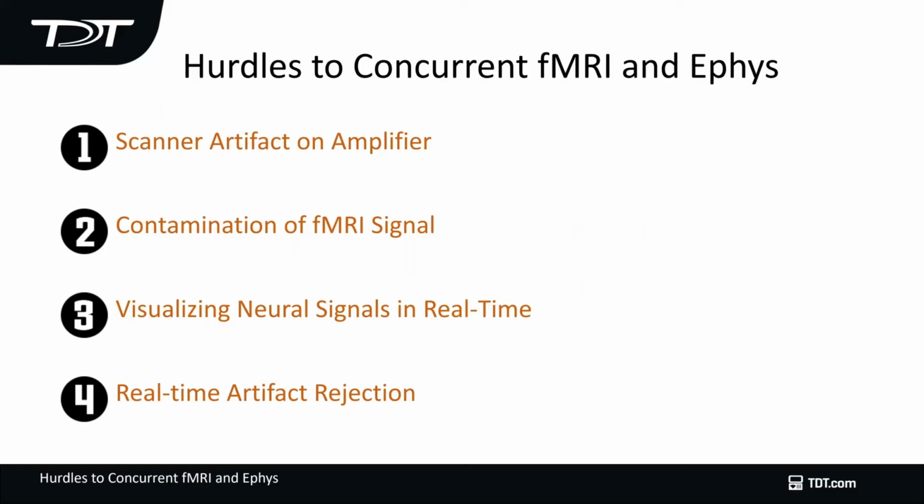So what are the hurdles to concurrent fMRI and electrophysiology? There are four basic ones: scanner artifact on the amplifier, contamination of the fMRI signal, visualizing the neural signals in real time, and then real-time artifact rejection.